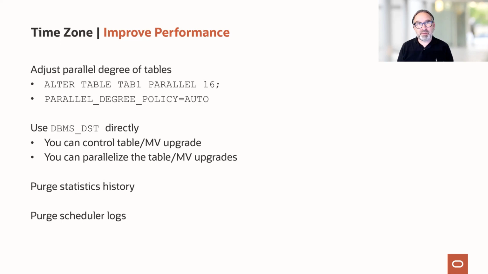Or you run DBMS_DST directly. So you spread it out. You control which tables or materialized views will be upgraded. You can parallelize. So have several scripts with DBMS_DST changes and run them at the same time on different objects. This is also a way when you are really in a critical situation, you need to change a lot of time zone data. The script is not made for that right now.